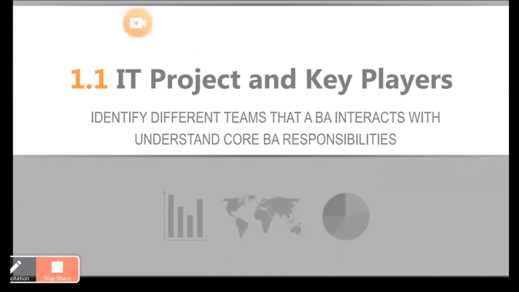To begin with, IT projects and who's involved: who are the key people involved in a successful IT project, and how do we interact with them as a business analyst? How does our responsibility extend to each of these areas of people that we'll work with?